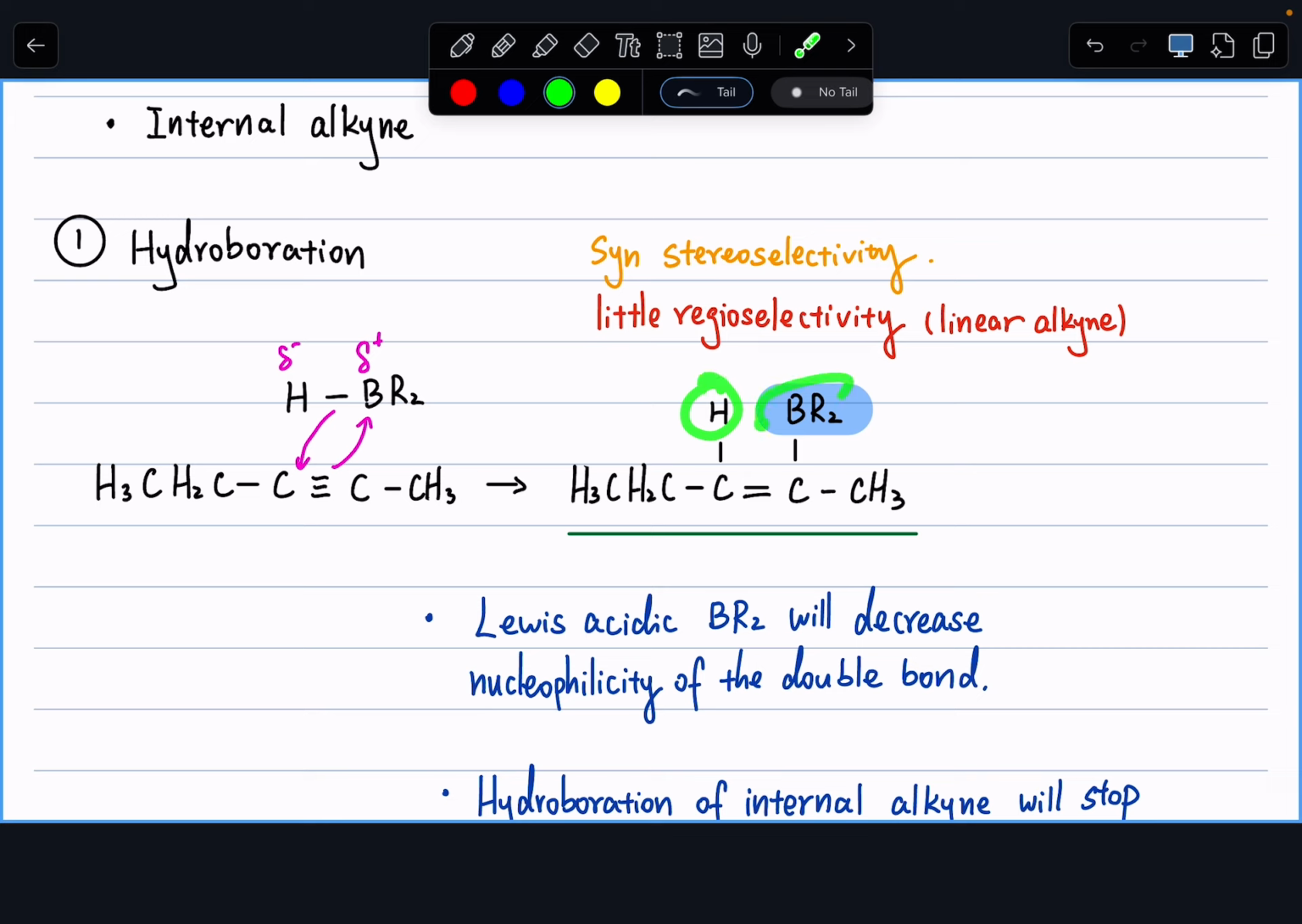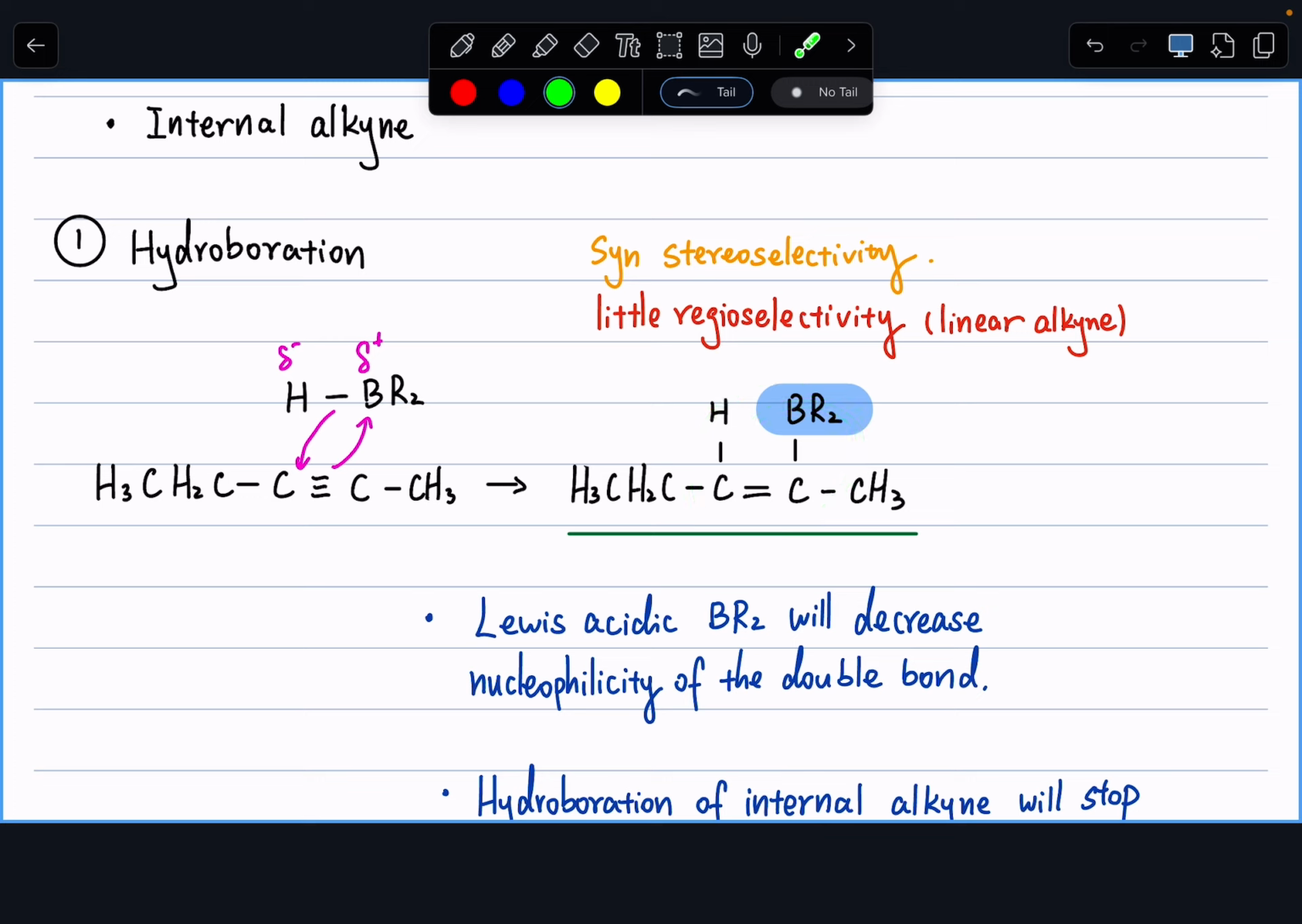And my hydrogen and BR2 will add onto the triple bond via a syn stereochemistry, meaning my hydrogen and BR2 will add onto the same side of the alkene. Or these two will be cis to each other in the alkene that we generated. A few things will prevent this alkene from going further.